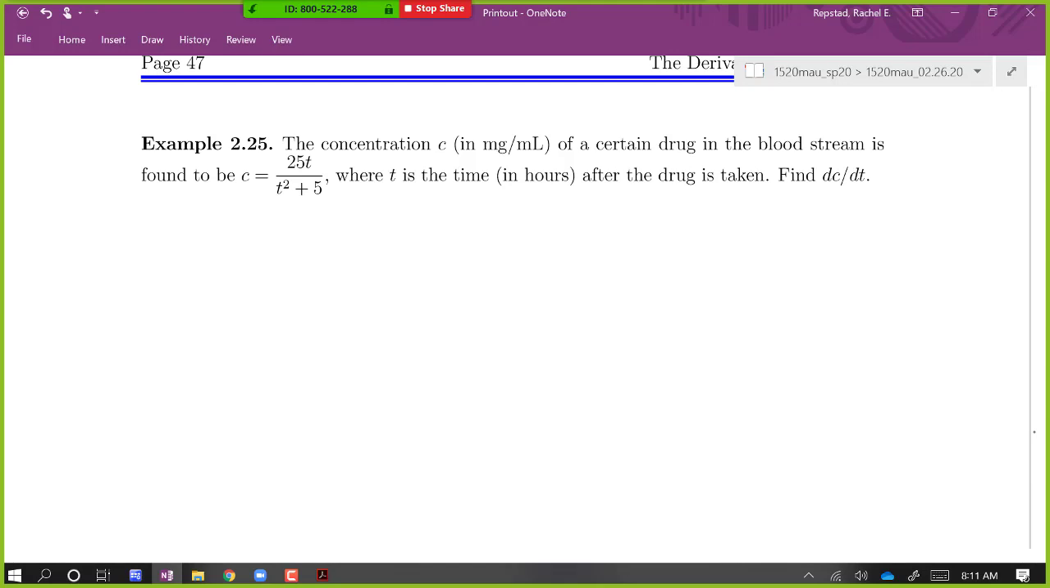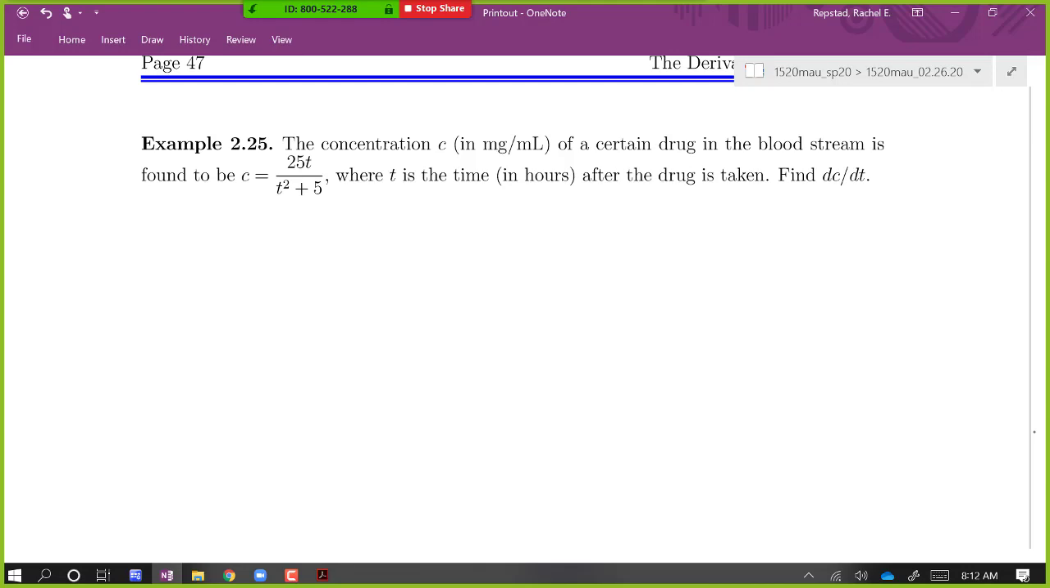If we think about this, before we even start, we might think about what behavior we would expect to find for the function of the concentration. At first you have zero concentration before you've taken it. Then you take the drug and the concentration in the blood goes up, because you went from nothing to having the drug in your bloodstream. Then your body filters it out, so the concentration starts decreasing.